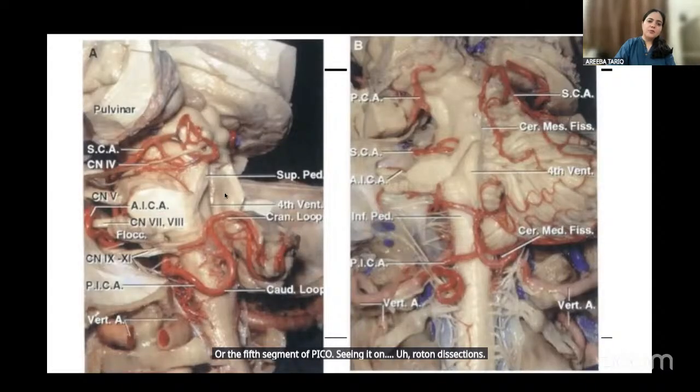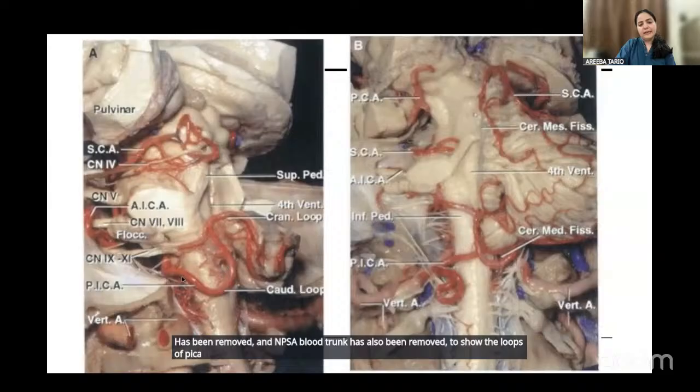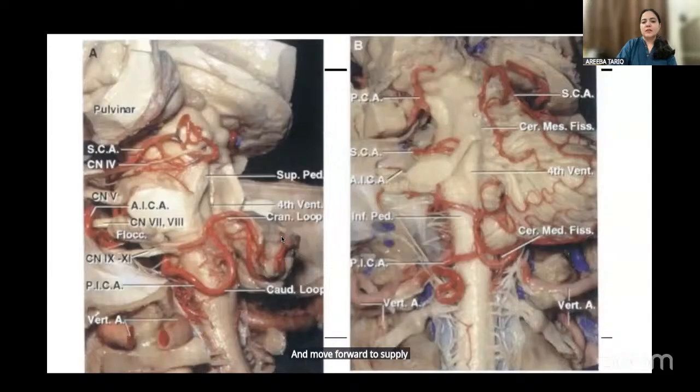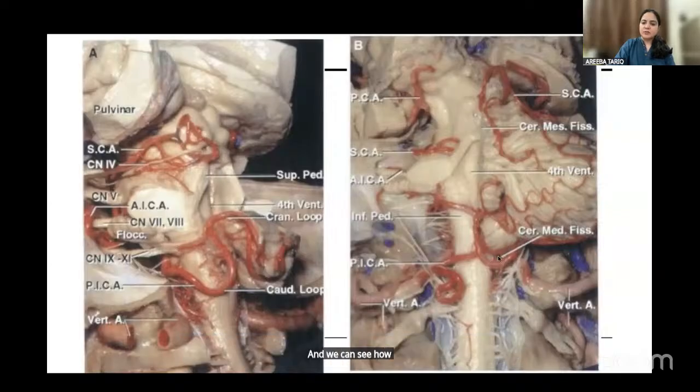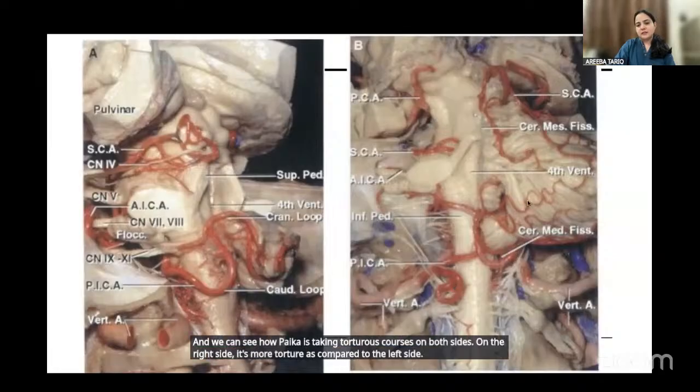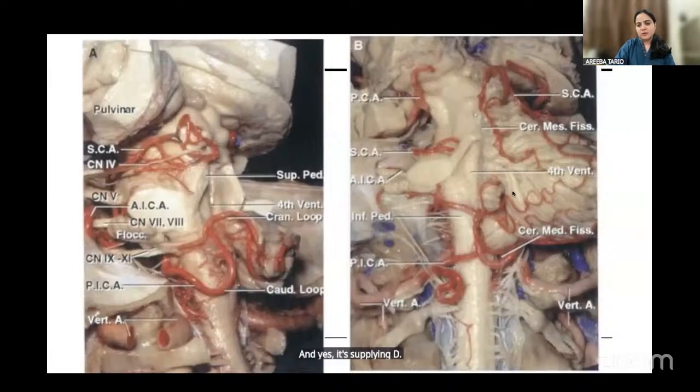Now this is an oblique view. This is superior and this is inferior. As we can see, the middle cerebellar peduncle has been removed and the inferior cerebellar peduncle has also been removed to show the loops of PICA as it moves on the anterior and lateral surfaces of the medulla oblongata and moves forward to supply the cerebellar hemisphere. Again, a similar dissection, but this is a posterior anterior view, and we can see how PICA is taking tortuous courses on both sides. On the right side, it's more tortuous as compared to the left side, and yes, it's supplying the suboccipital surface of the cerebellum.